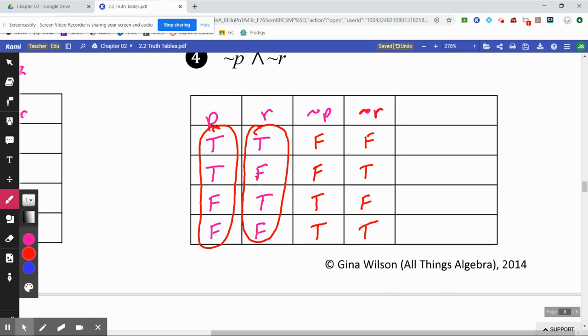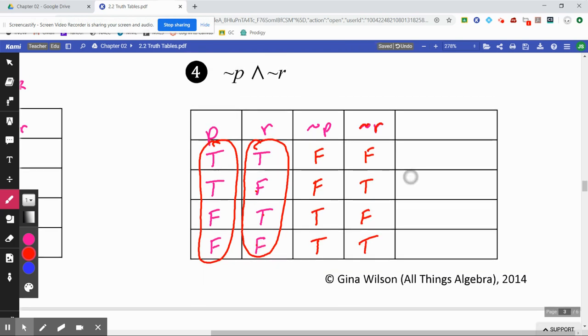It's always the opposites. Then finally, we're going to do the statement itself. Well, what about not P and not R? Since this is an and statement, the only way an and statement can be true is if they're both true, and that only happens down here. That's the only time that both of these statements are true, not P and not R. So the rest of the time, this is going to return a false statement. Most of the time, this statement will be false.